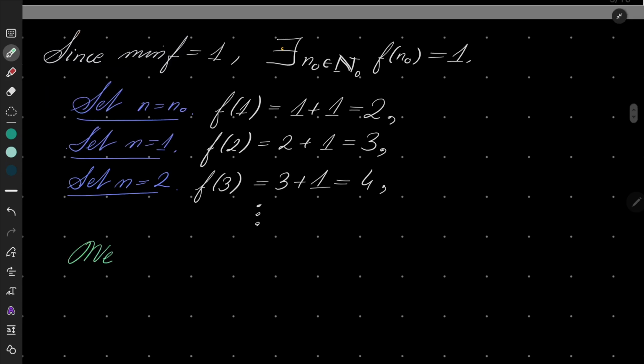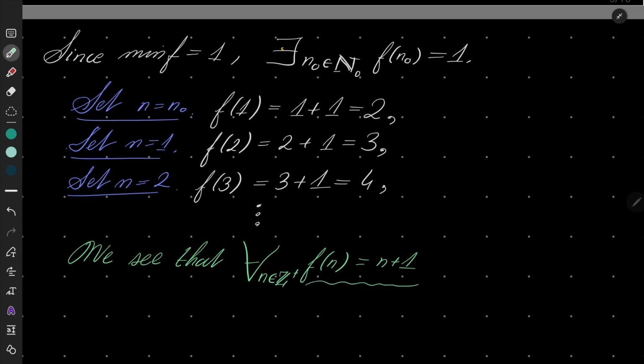We see that f of n equals n plus 1 for every positive integer, 1, 2, 3, and so on. Okay, but what about 0? What is f of 0?